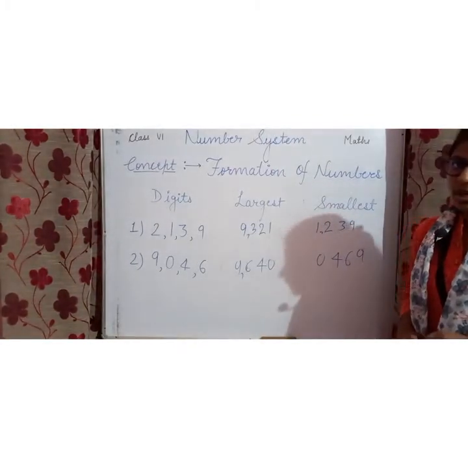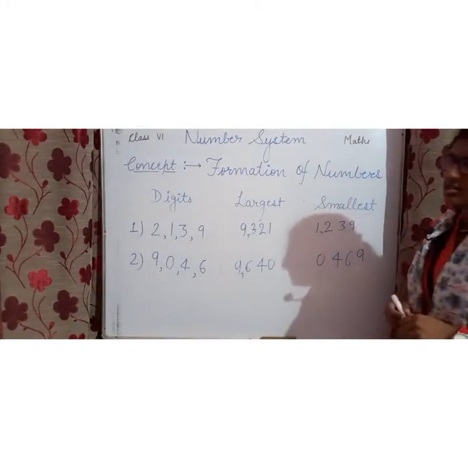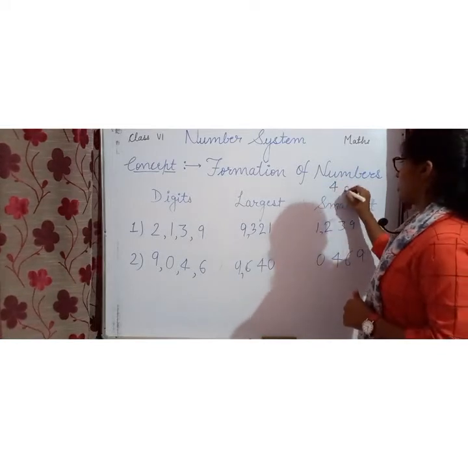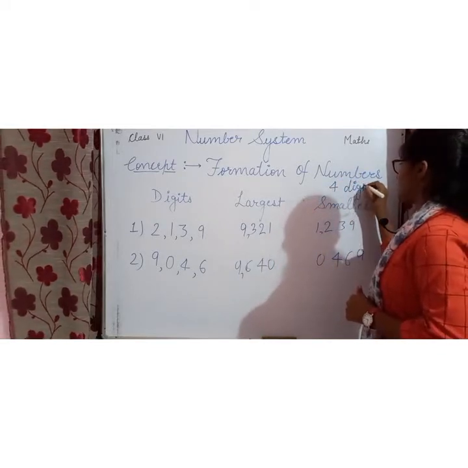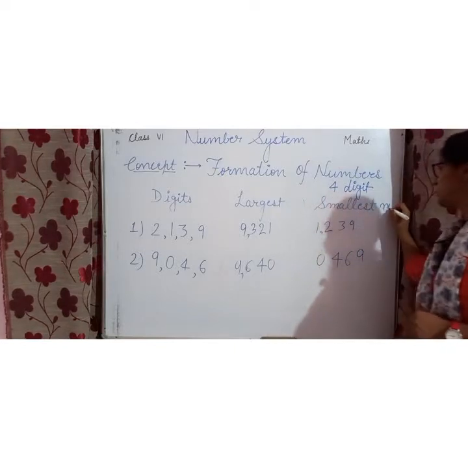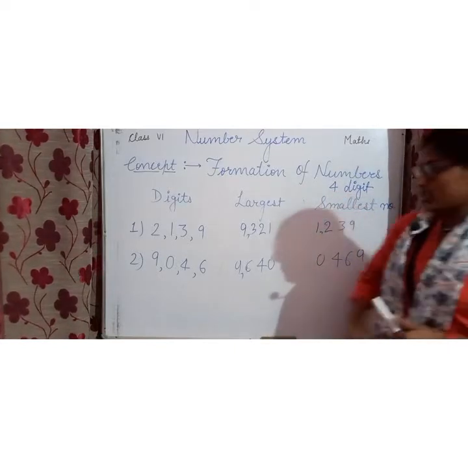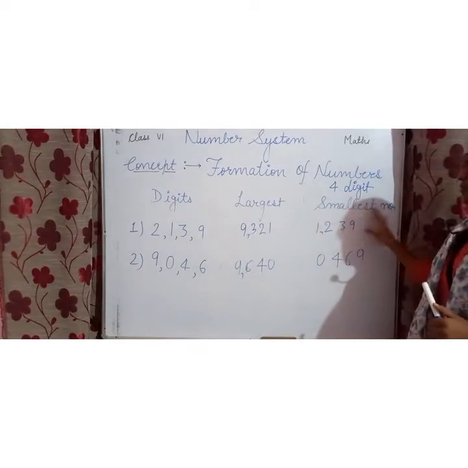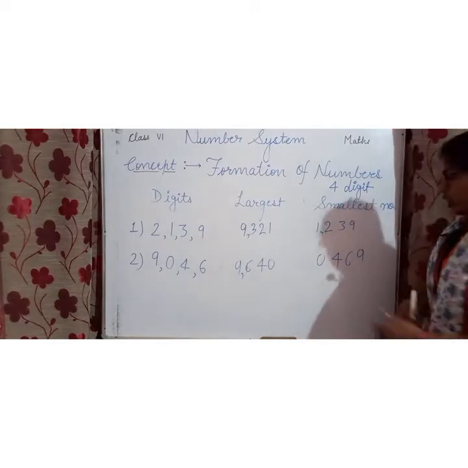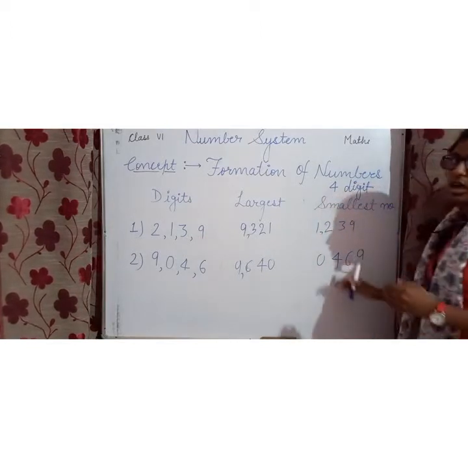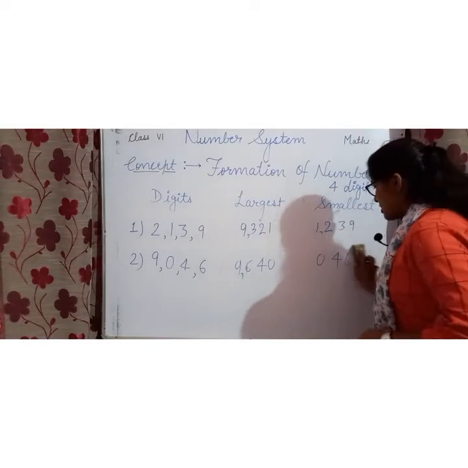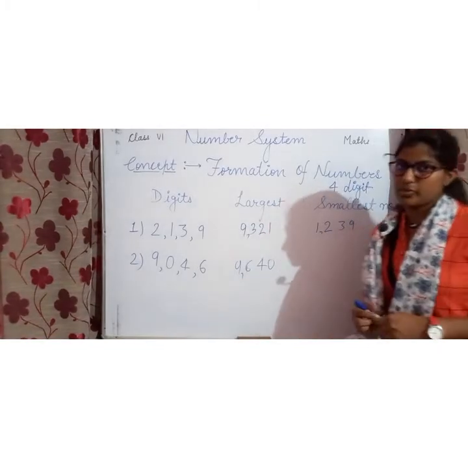Okay. But at this place, if the question is asking to form the 4 digit smallest number, the question is asking, by using these digits, you form the 4 digit smallest number. In that situation, you can't write this number. You can't form this number because this is not 4 digits. This is a 3 digit number.